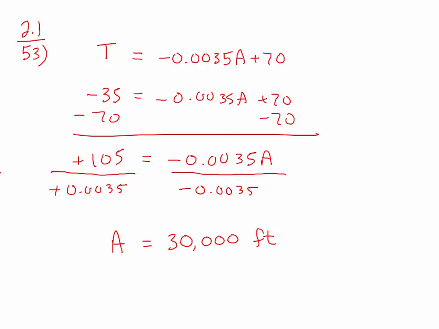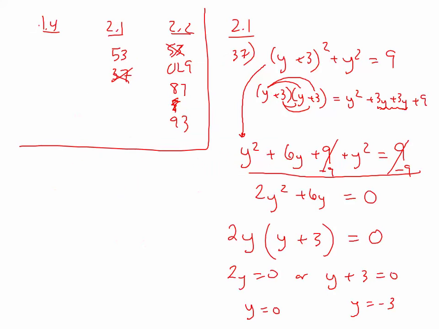Okay, jumping to, let's see, 8793, so 2.2, 87, put 93 here so I remember.